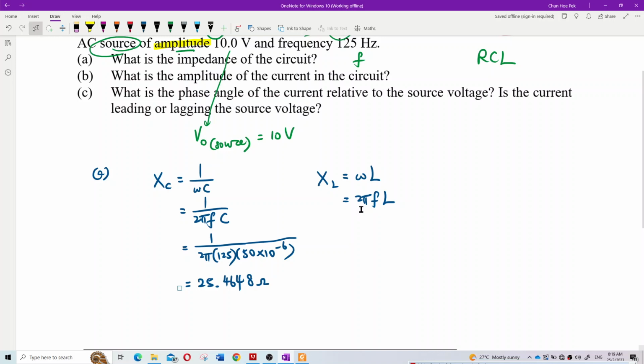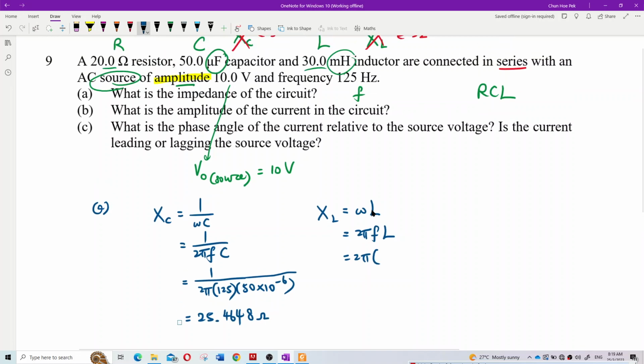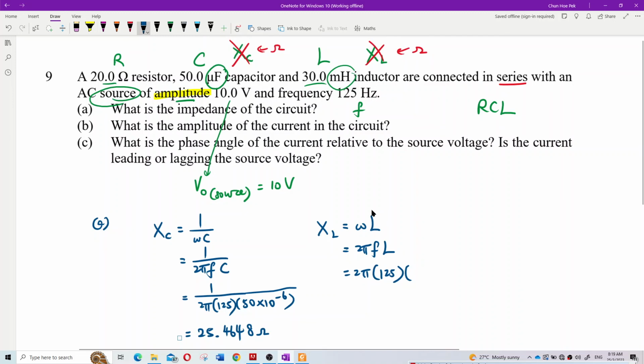Now XL equals 2 pi f L. Let's find out. 2 pi multiply frequency, frequency is 125, multiply L. L is 30 millihenry. 30 milli is exponent negative 3.